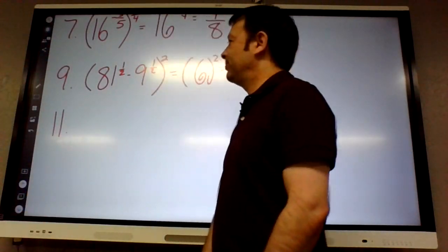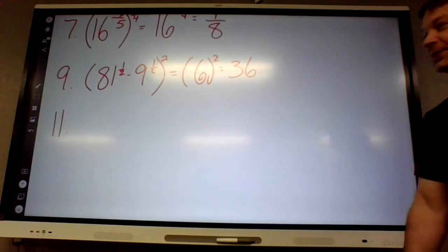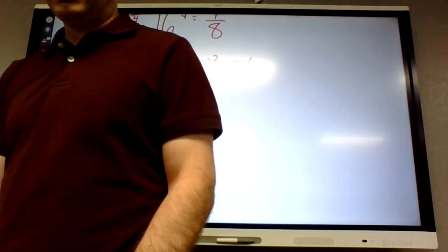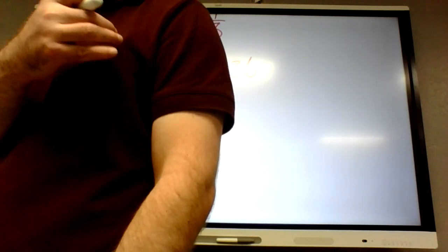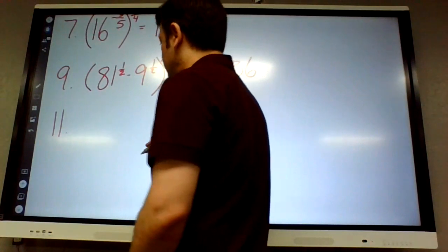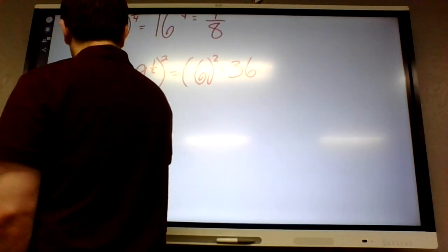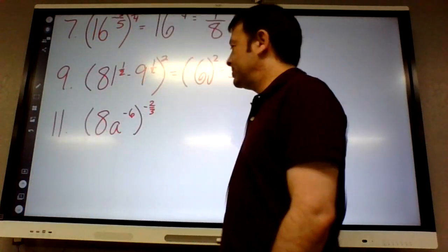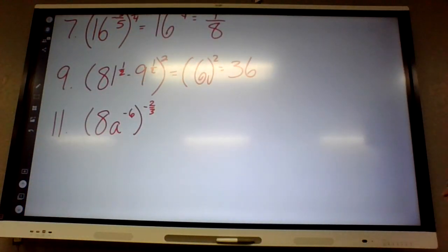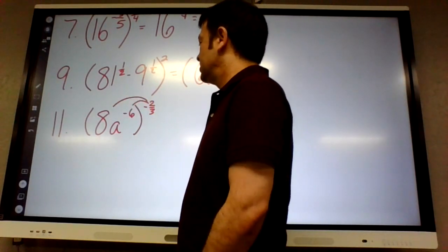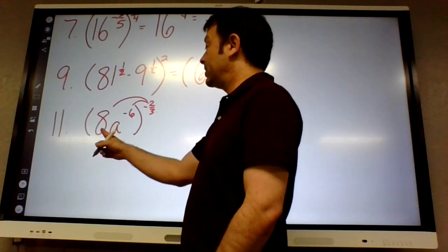So notice I am using order of operations. I looked in the parentheses, did the exponents first, and the subtraction, then outside the parentheses. Okay. Lost my place. 8a to the -6 to the -2/3. Okay, when there is just one term in parentheses, they basically just both get the exponent. So you can kind of do them separately.